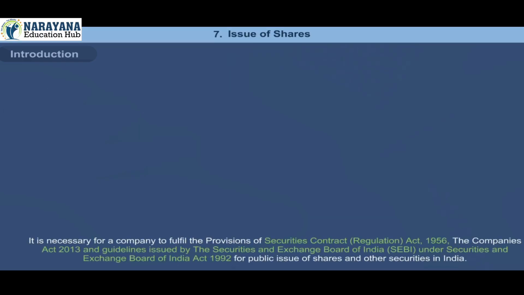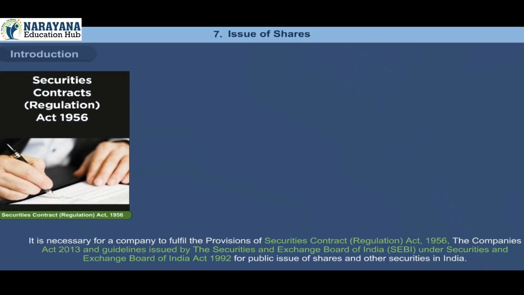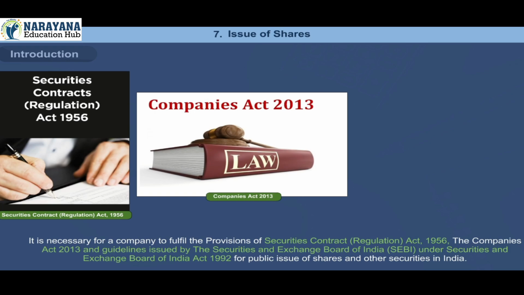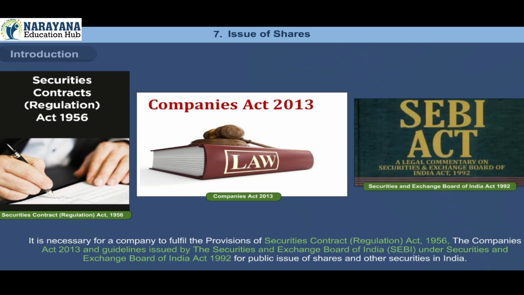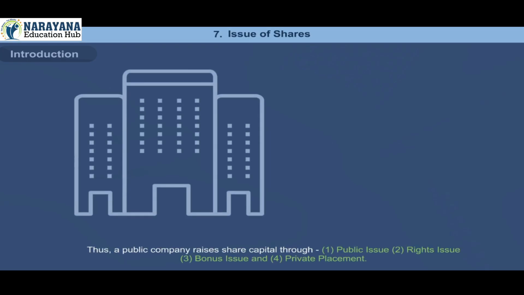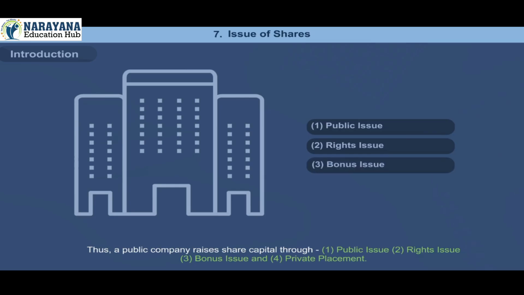It is necessary for a company to fulfill the provisions of the Securities Contracts Regulation Act 1956, the Companies Act 2013, and guidelines issued by the Securities and Exchange Board of India, that is SEBI, under the Securities and Exchange Board of India Act 1992 for public issue of shares and other securities in India. Thus, a public company raises share capital through 1. Public issue, 2. Rights issue, 3. Bonus issue, and 4. Private placement.